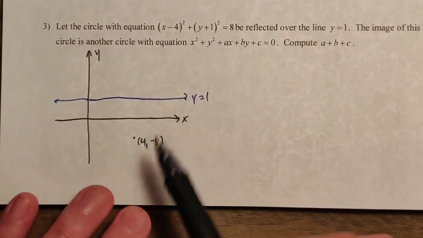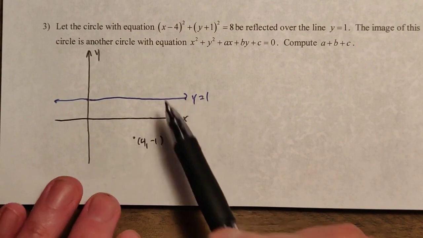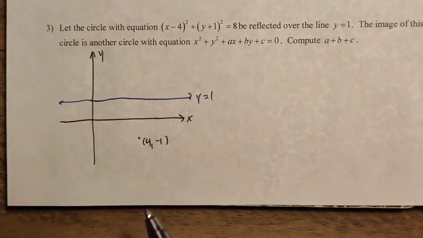Let's do this now. We'll take a look at these practice problems here. So we have a circle here with this equation. It's going to be reflective of a line y equals 1. Alright, so I've gone ahead and sketched this here.